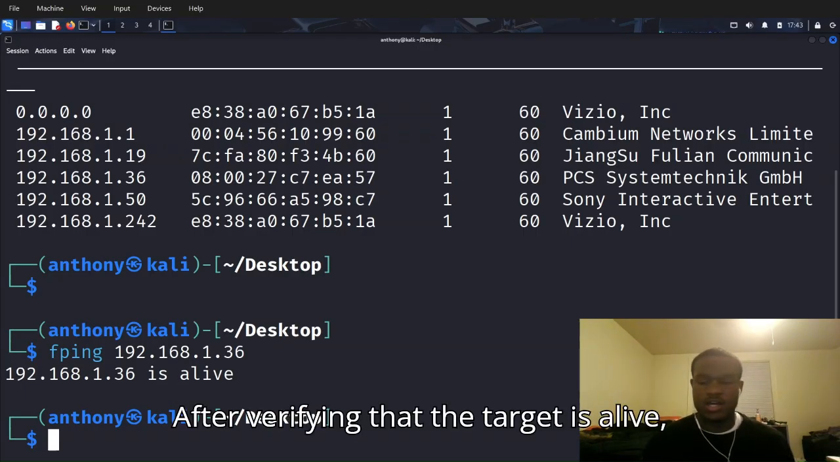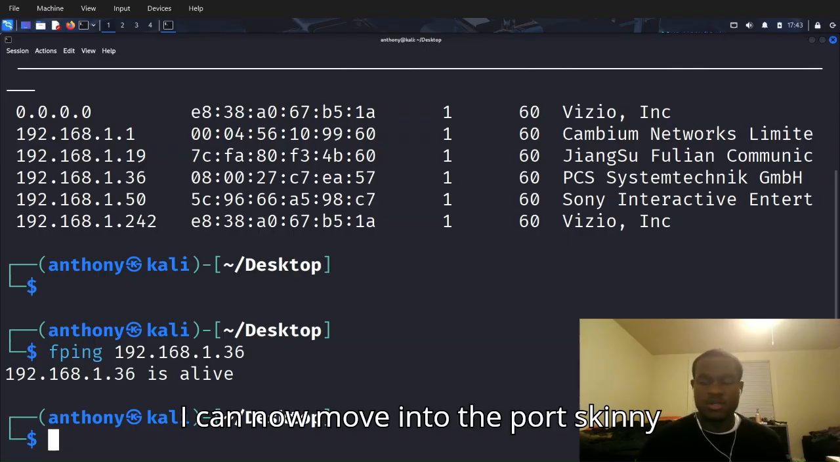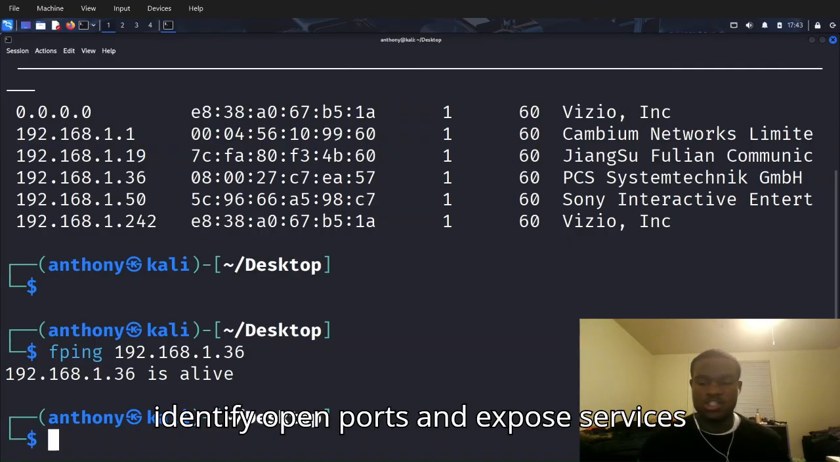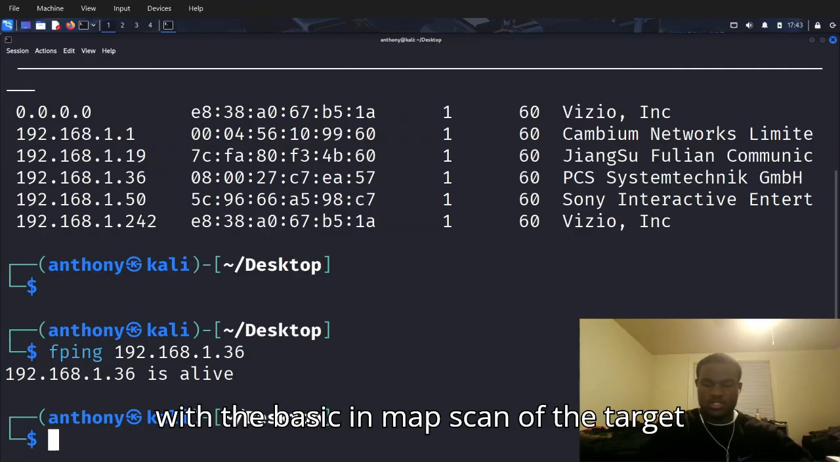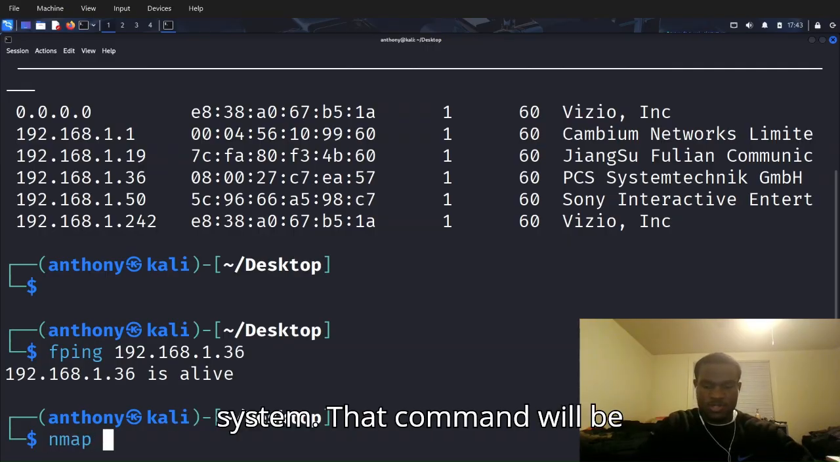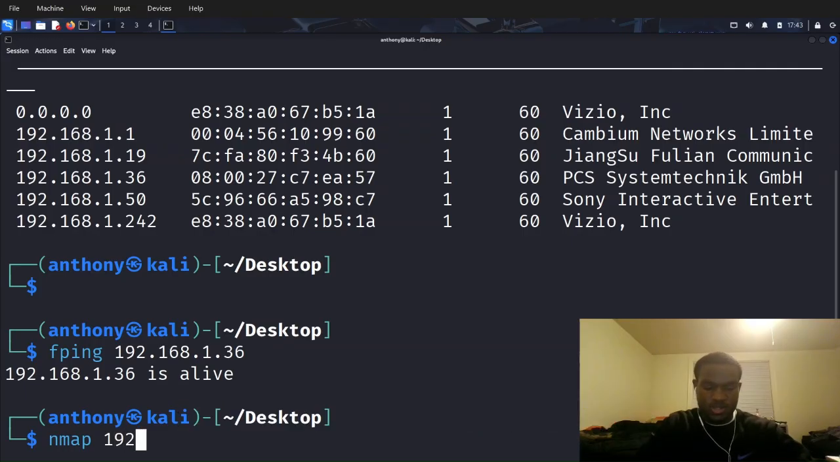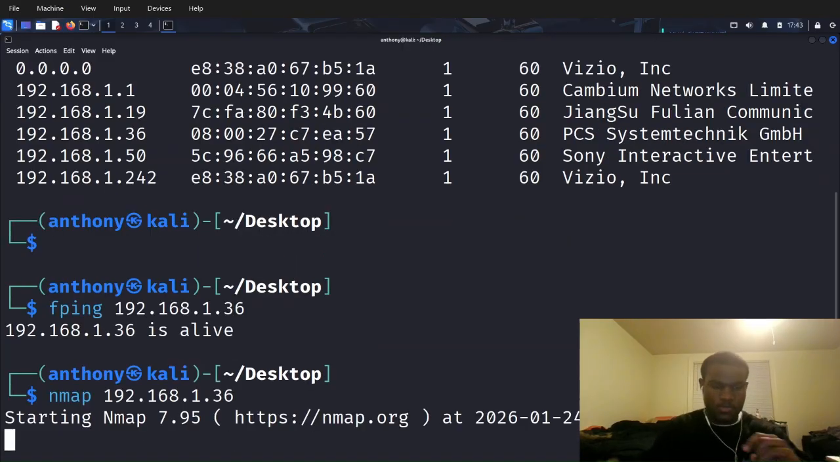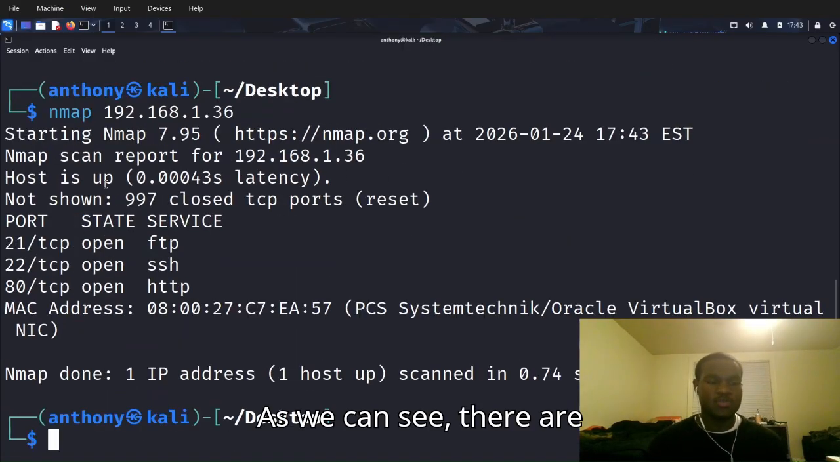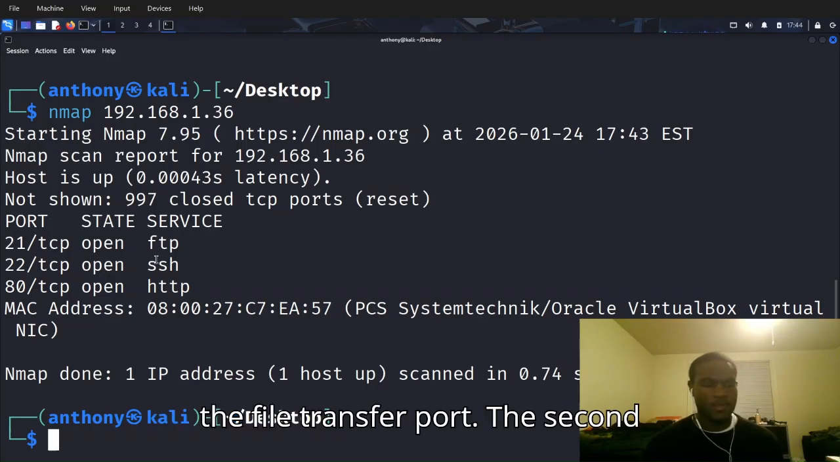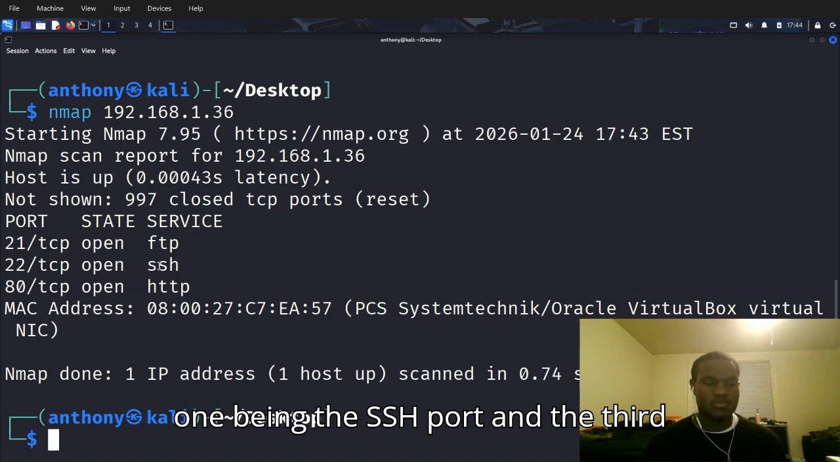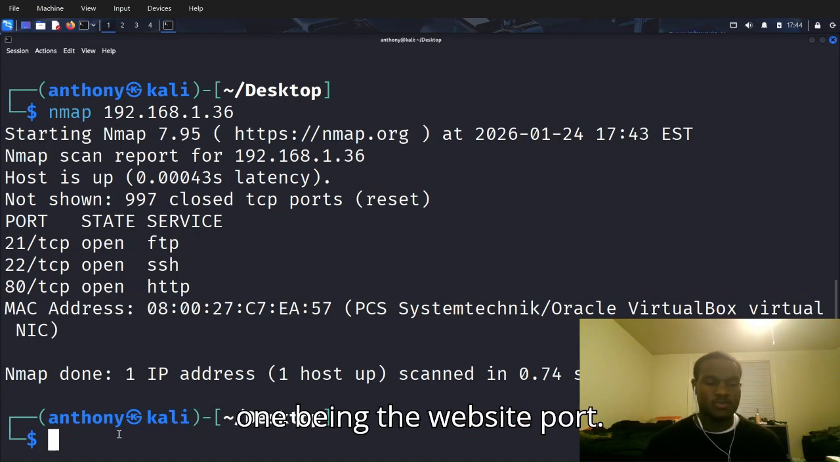After verifying that the target is alive, I can now move into the port scanning phase. The goal of this phase is to identify open ports and exposed services on the target system. I can first begin with a basic nmap scan of the target system. That command will be as follows: nmap with the IP address of the machine I will be attacking. As we can see, there are 997 closed ports, but also 3 open ports. The first one being the file transfer port, the second one being the SSH port, and the third one being the website port.